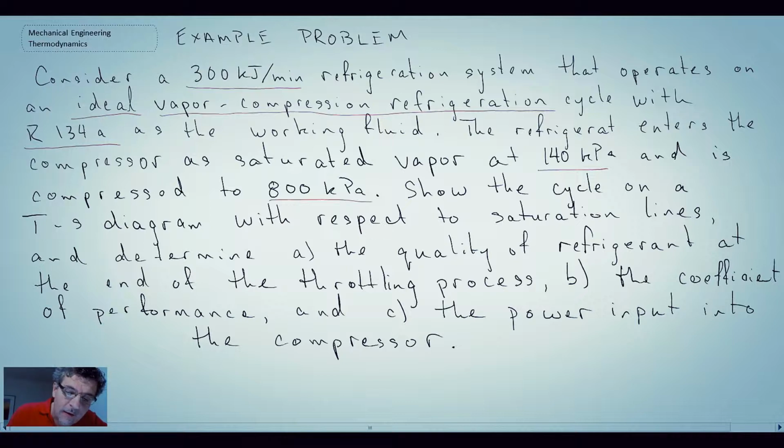They want us to put this on a TS diagram. They want us to determine quality of the refrigerant at the end of the throttling process. So that would be state 4. And they want the coefficient of performance and the power input, or the work into the compressor. So let's move ahead, and I'll begin by writing out what we know and what we're looking for, and then we'll write out a TS diagram and then solve the problem.